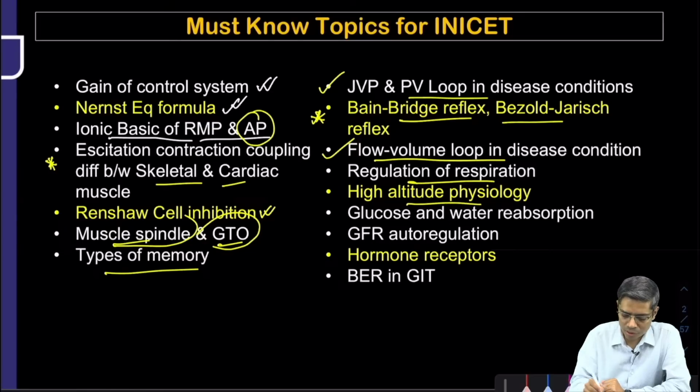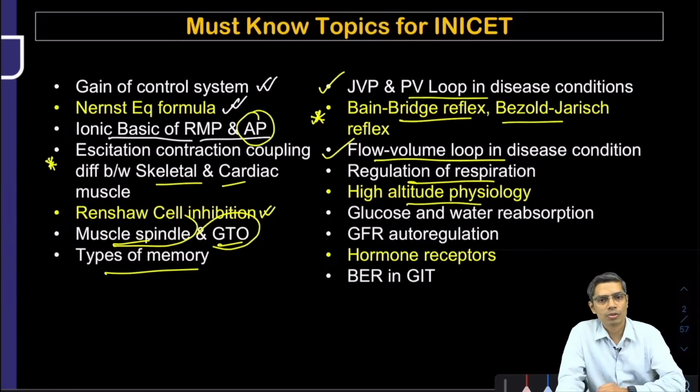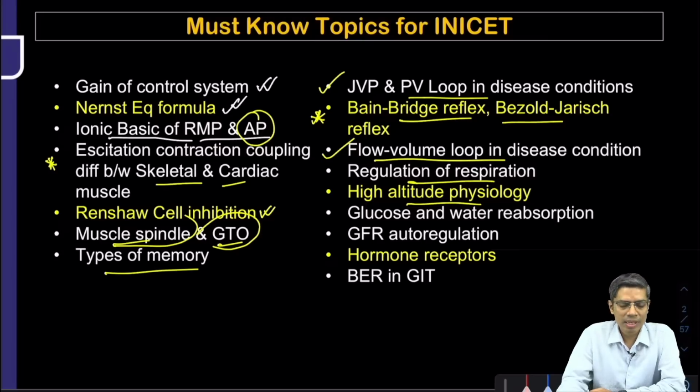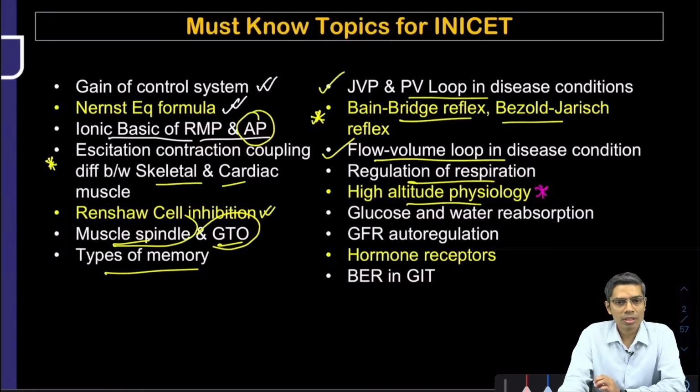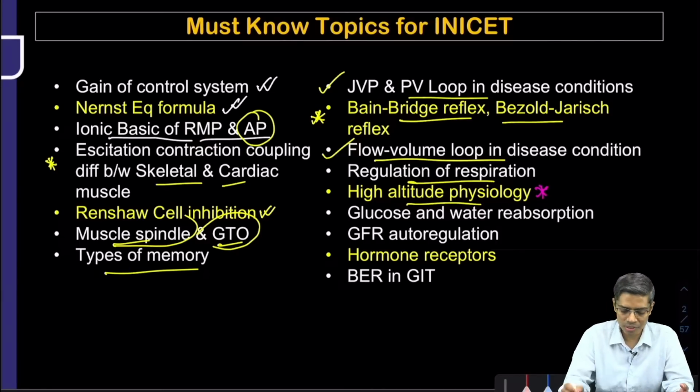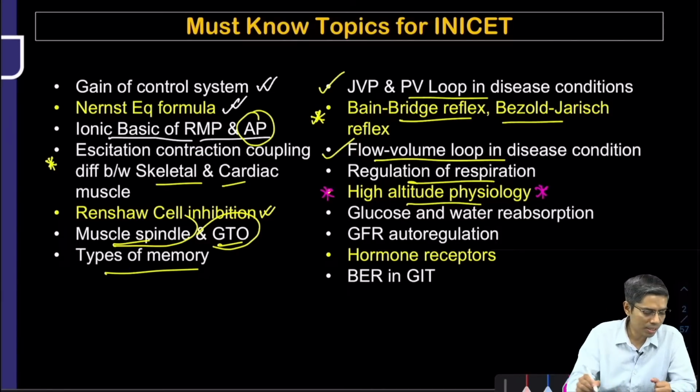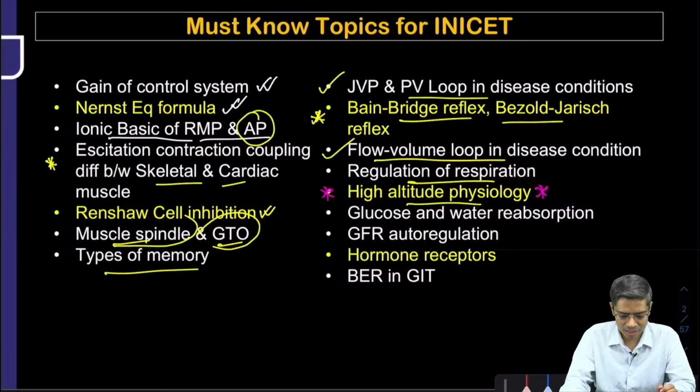And then high altitude physiology, they mainly ask what is the treatment of different high altitude pathological conditions, for example acute mountain sickness. They often ask high altitude pulmonary edema and high altitude cerebral edema. So these three diseases you have to read whenever you are reading high altitude physiology. Not only that, how the acclimatization or adaptation occurs in high altitude physiology is one of the important or pet questions in INI-CET type of examination, right?